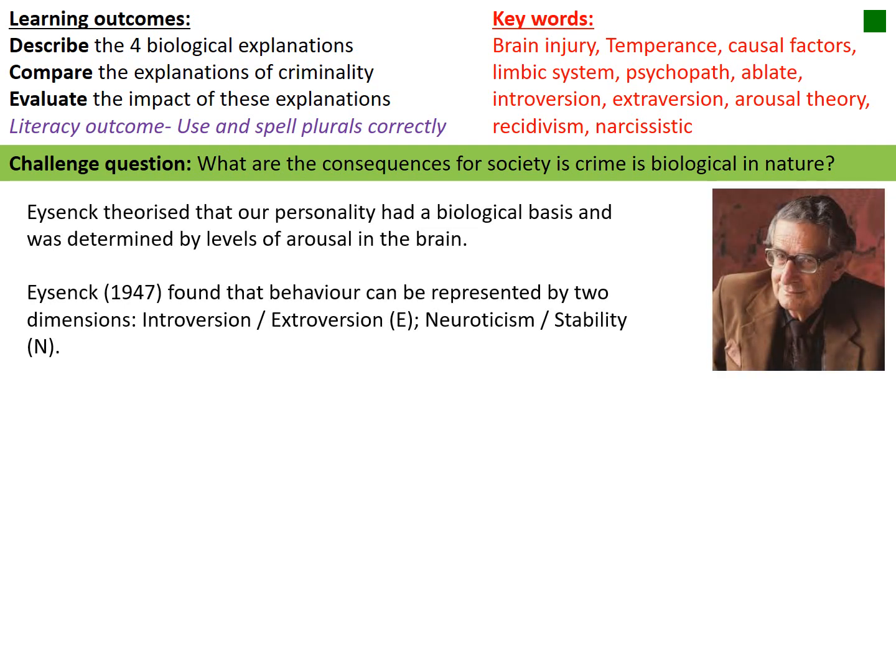Now, Eysenck theorised that our personality has a biological basis, because he's basically saying that what personality type we are is determined by our arousal levels within our areas, which I'll explain in a minute, across the brain. He is suggesting this idea of introvert or extrovert, neurotic and stable.